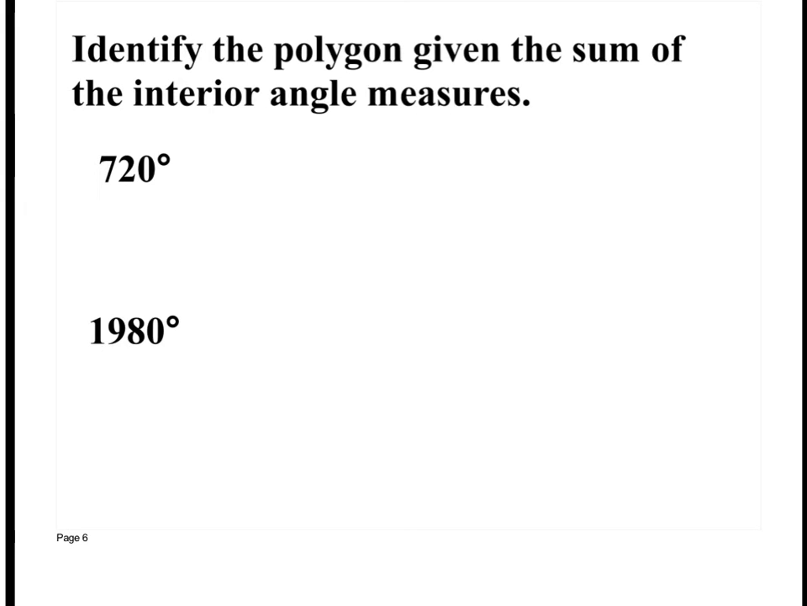Okay, how many sides does a heptagon have? 7. So 5 times 180 is what? 900. So is it a heptagon? No. So let's go down one. Hexagon. What's 4 times 180? 720. So that would be a hexagon. Okay, if you don't know, you go through the sides.